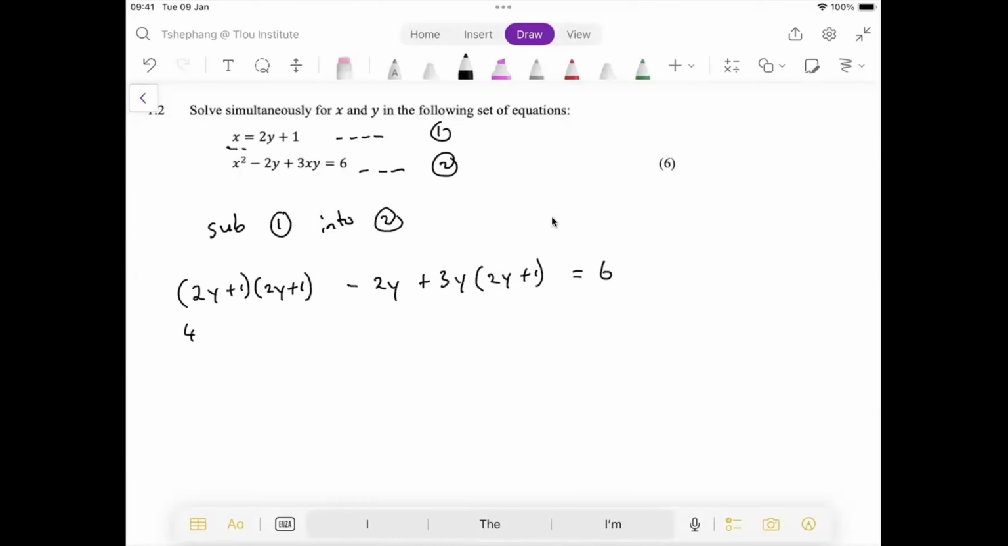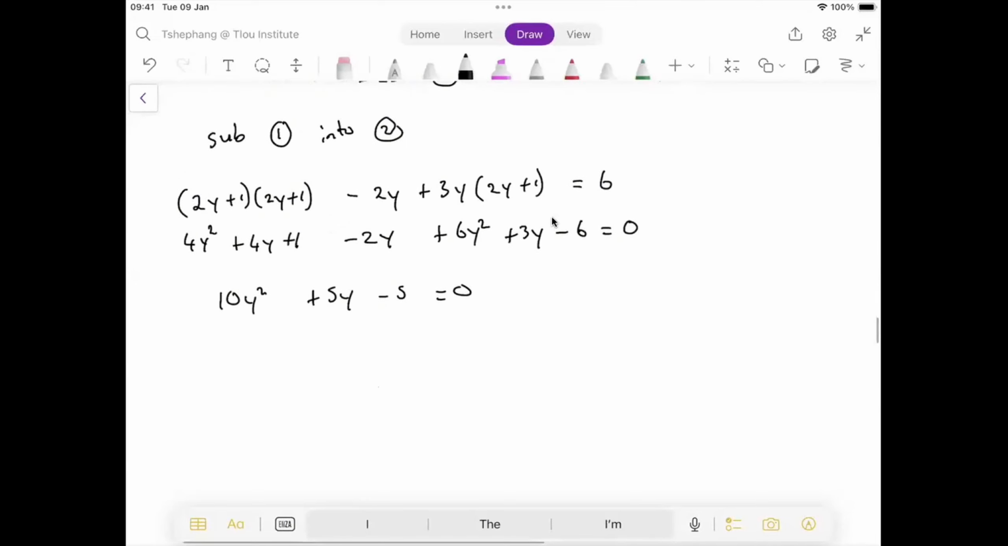And then we're going to have 4y squared plus 4y plus 1, then minus 2y plus 6y squared plus 3y minus 6 is equal to 0. We can clean it up. We're going to have 10y squared plus 5y minus 5 is equal to 0. We can clean it up even further by dividing throughout by 5 so that you have 2y squared plus y minus 1 is equal to 0.